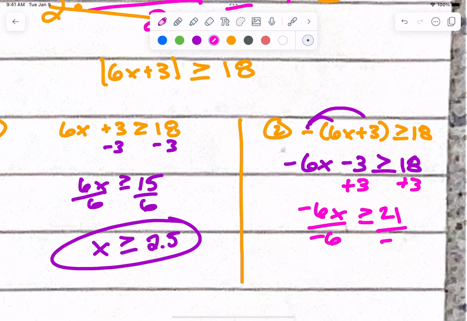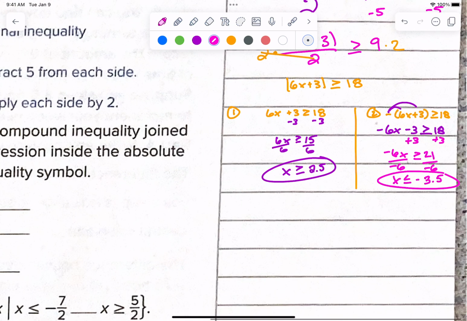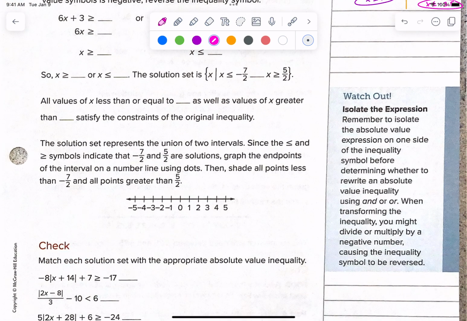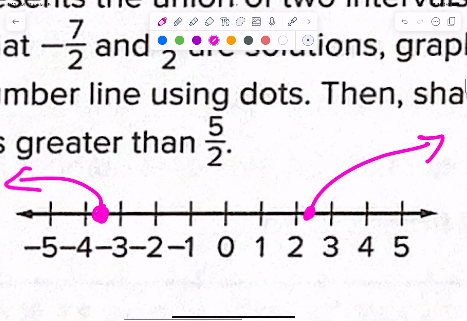Divide by negative 6. X is greater than or equal to... but you flipped it. Oh, I didn't trick Macy. Less than or equal to negative... 3.5. Yeah. Okay. Greater than or equal to 2.5, less than or equal to negative 3.5. So I've got to find closed circles this time. Negative 3.5 is here. 2.5 is here. Greater than and less than. It looks like this, if we split it up.